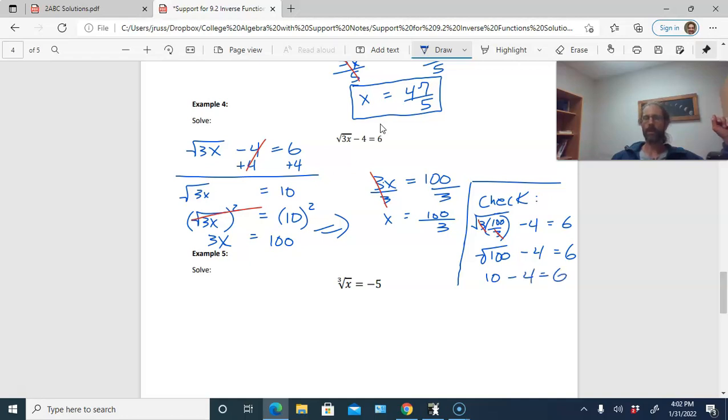So guys, this looks like we're going to get a true statement because 10 minus 4 is 6. And so we have 6 is equal to 6 on both sides. So that confirms that 100 thirds is the solution.